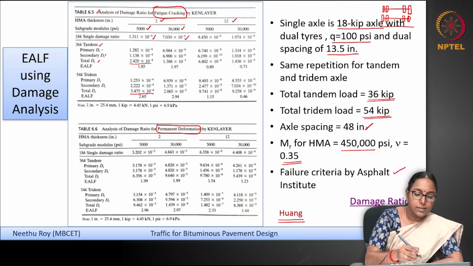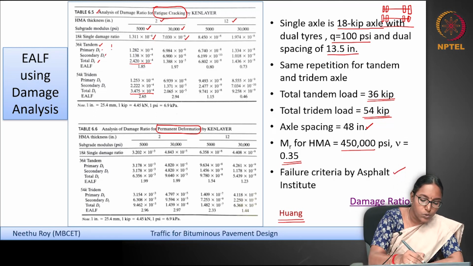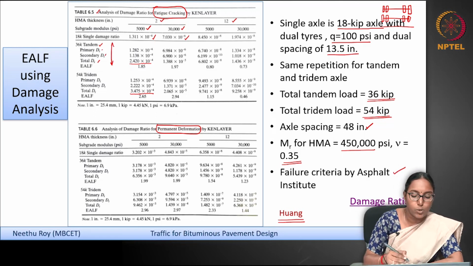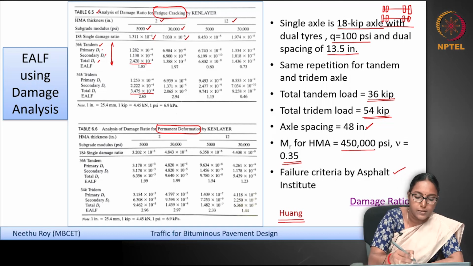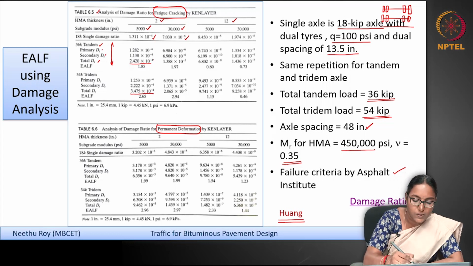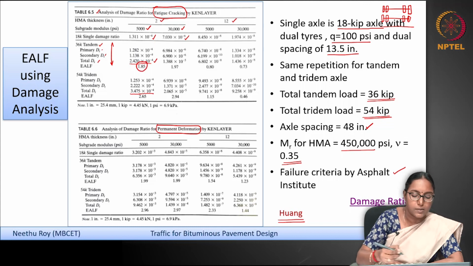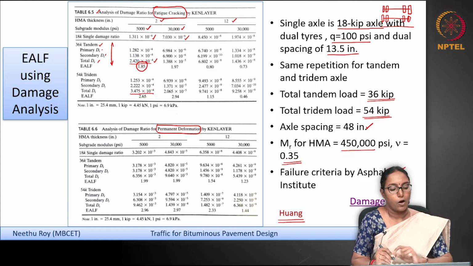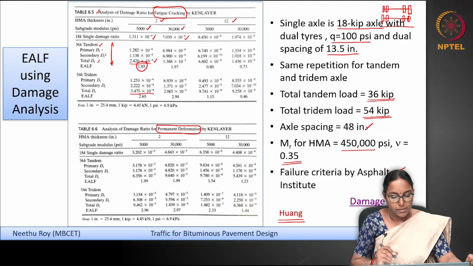Now, the equivalent axle load factor for this tandem axle can be obtained as the total damage ratio of the tandem to the total damage ratio of the single axle. So this is essentially 2.42 into 10 raised to minus 4 divided by 1.311 into 10 raised to minus 4, which will give you 1.85 as the equivalent axle load factor of the tandem axle.